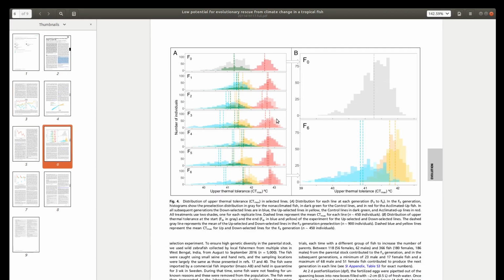And you can also take a look at these histograms of upper thermal tolerance. And this is before selection. All the lines are mixed together, random. And this is after 6 generations of selection. The up-selected lines, you have a bimodal distribution here now. Two peaks on the thermal tolerance histogram. So these are the up-selected lines and the down-selected lines.